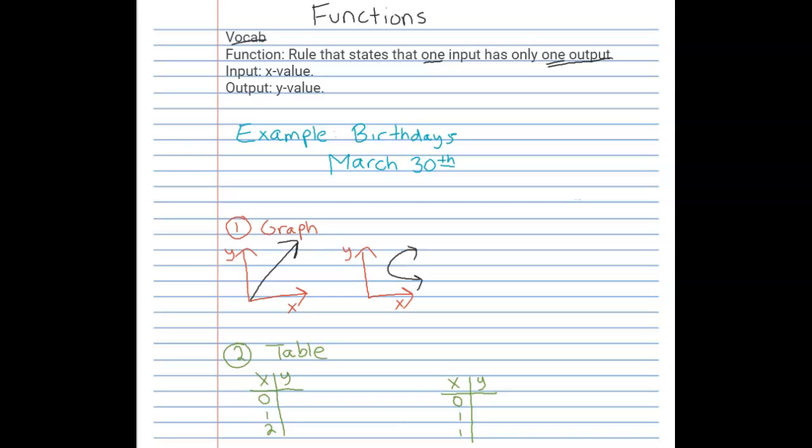So if we have a person here, and a person here, the birthday is March 30th. Yay! However, this incredibly handsome person, I'm going to call me, only has one birthday. So I can't say my birthday is March 30th, March 31st, April 1st. That is not the case.